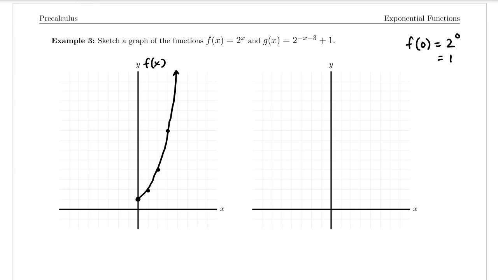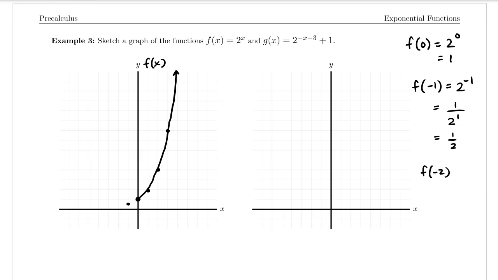And then let's see what happens when we plug in negative numbers. If I plugged in negative 1, I would have 2 to the negative 1 power. The way that negative exponents work is I could rewrite that as 1 over 2 to the positive 1 power, which is the same thing as 1/2. So if I plugged in negative 1, my output value would be 1/2.